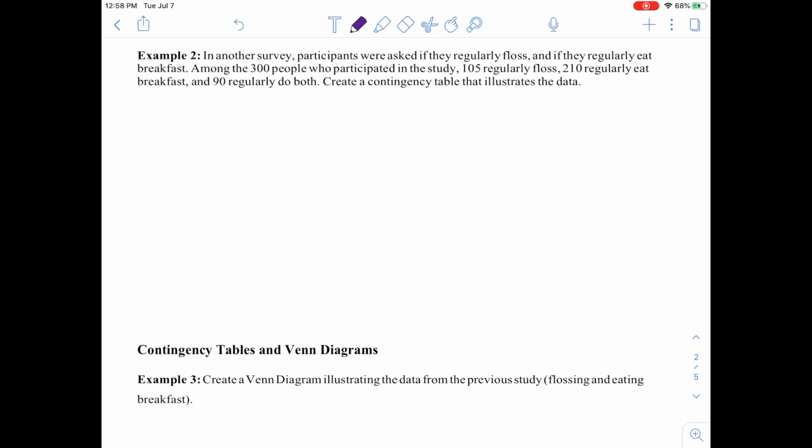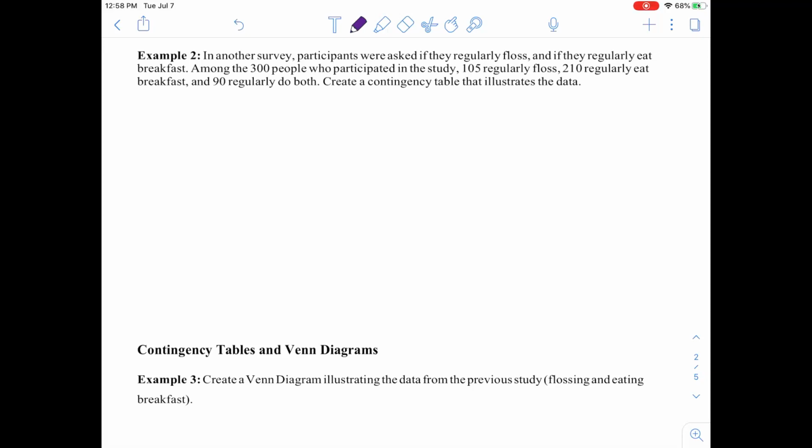Okay, so in example 2, we're going to create our own contingencies table, which is more similar to how your homework is in My Open Math. And in example 2, it says, in another survey, participants were asked if they regularly floss and if they regularly eat breakfast. I'm going to stop reading there because that alone tells me the two things I'm comparing, right? Flossing and eating breakfast. So you decide what you want to put in your columns and what you want to put in your rows. It does not matter.